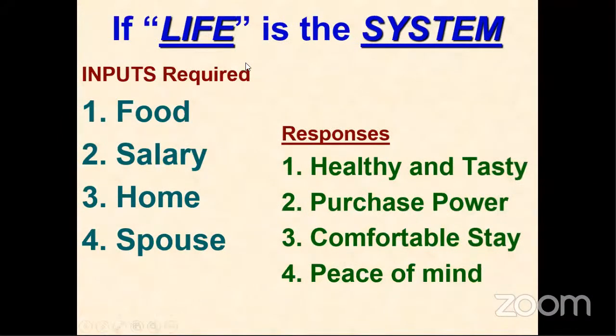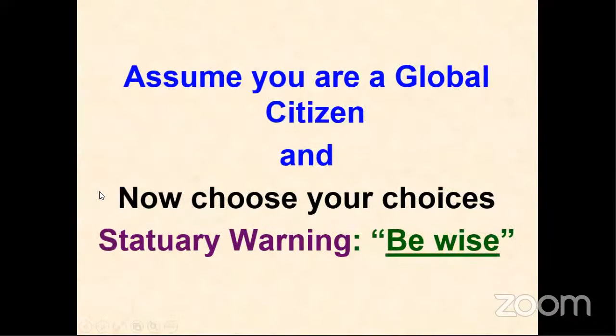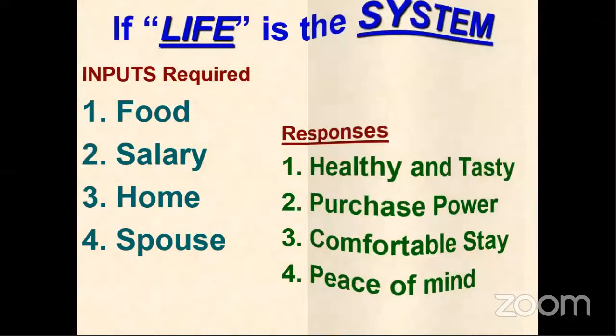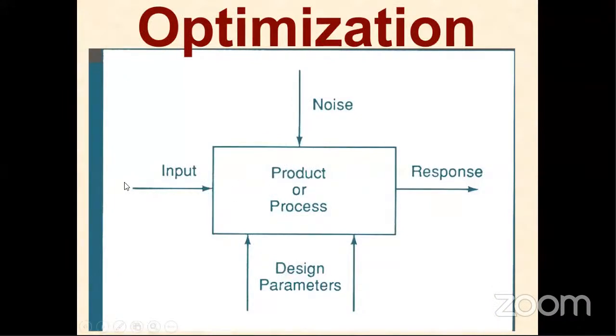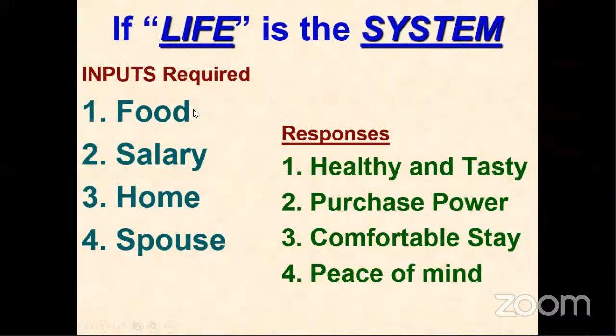Say, for example, this is one of the most entertaining parts of this lecture. If life is the system, say, for example, we have a system, right? In this system, if I have to live my life, I have to give inputs and get outputs. So what are my inputs required to lead a happy life? First, food, because that's the basic thing. Next, for clothes, I require salary. And then a home to live in. And then to have company, I want a spouse. So these are the four basic inputs required to make my life healthy and happy.